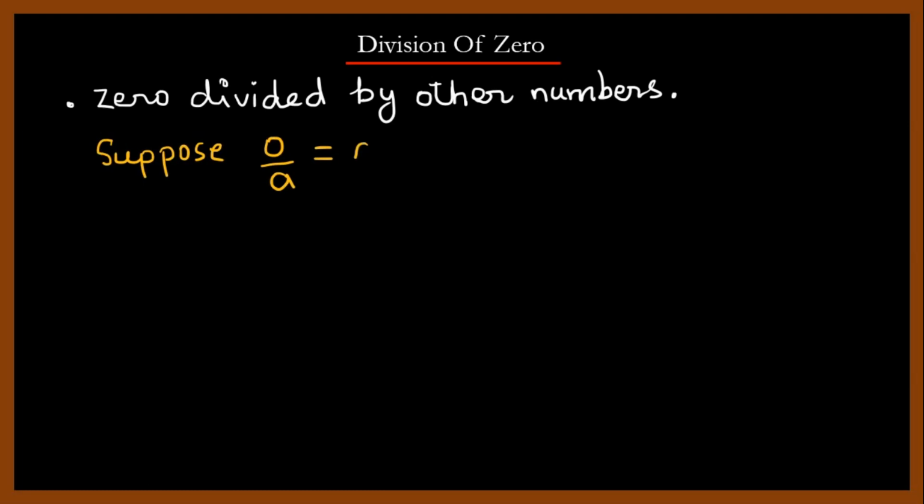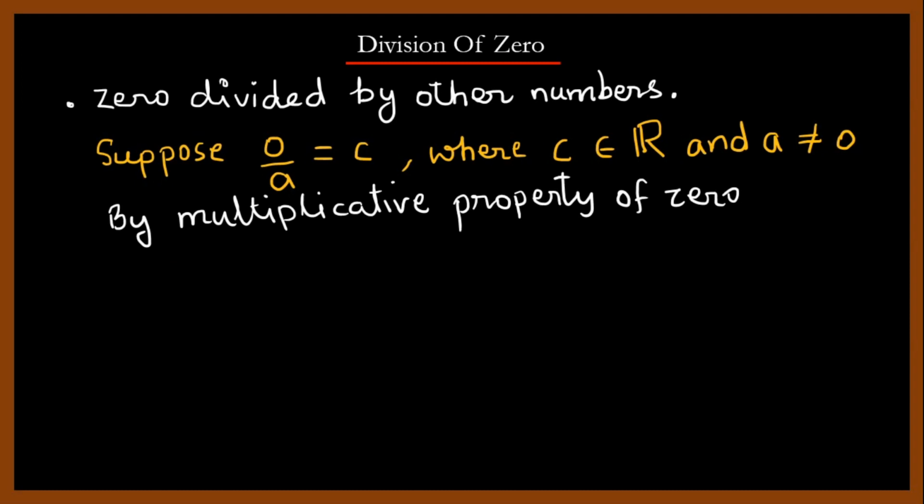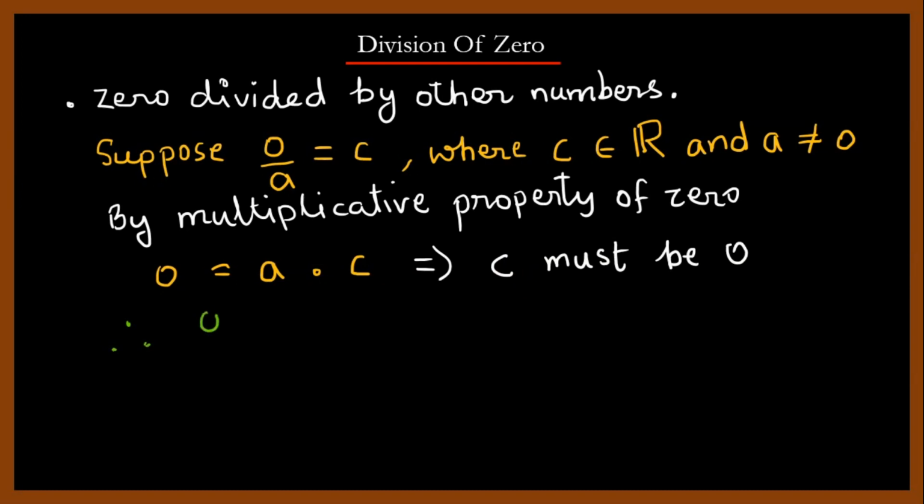Suppose 0 divided by a is equal to c, where c is a real number and a is a non-zero number. 0 equals c multiplied by a by multiplicative property of 0. Since a is a non-zero, c must be 0 for this equation to be true. Therefore, 0 divided by a is equal to 0, where a is a non-zero real number.